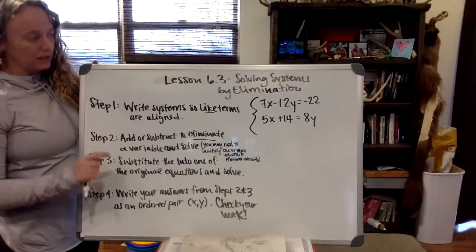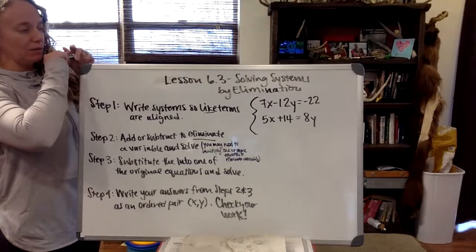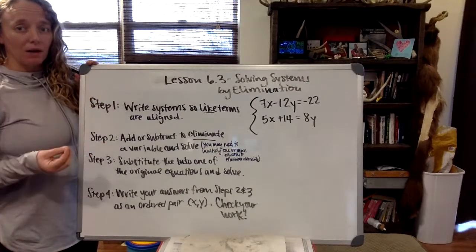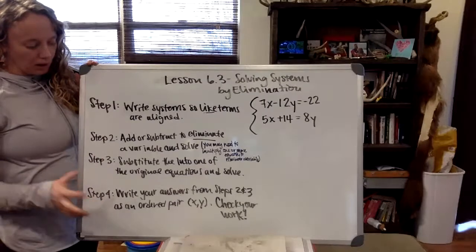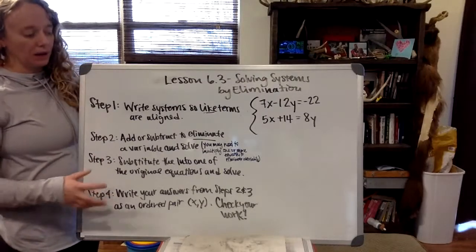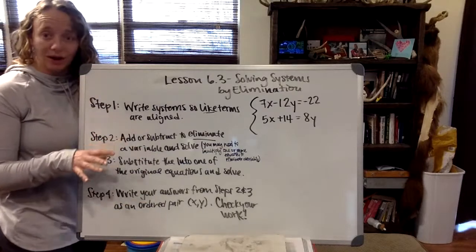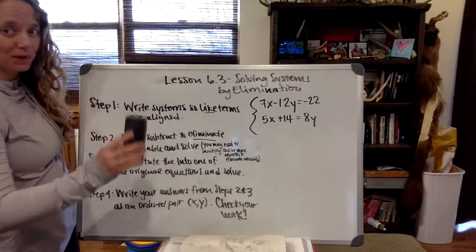Step 3, we're going to substitute our answer from step 2 into one of the two original equations to find our other variable. And step 4, we're going to write our final answer as x comma y and check our work. Okay, that's what we're going to do.